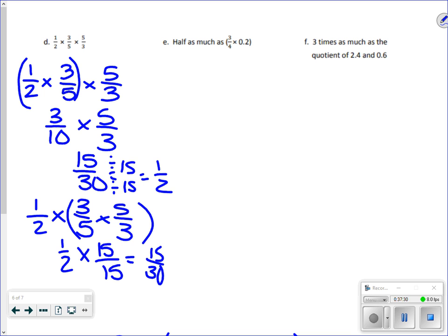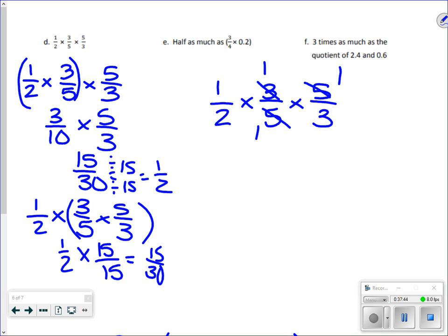You could look here and go, oh, 5 goes into 5 once, 5 goes into 5 once, 3 goes into 3 once, 3 goes into 3 once. 1 times 1 times 1. 2 times 1 times 1. See, I just multiplied all across. I said 2 times 5 times 3. But that's not always going to work. I know. It just worked for this problem.